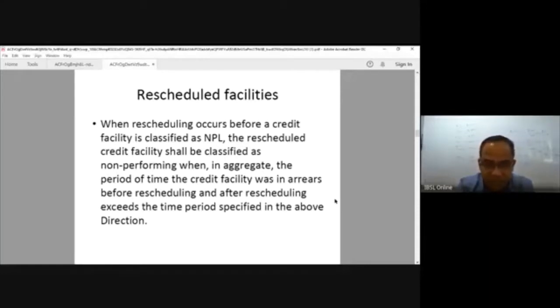Hope you understand that. Keep that in mind, because we will think that a new loan is given, so from the time it becomes due we can give 90 days. You can't give like that. You need to calculate, because it was overdue for 80 days when we went and rescheduled.